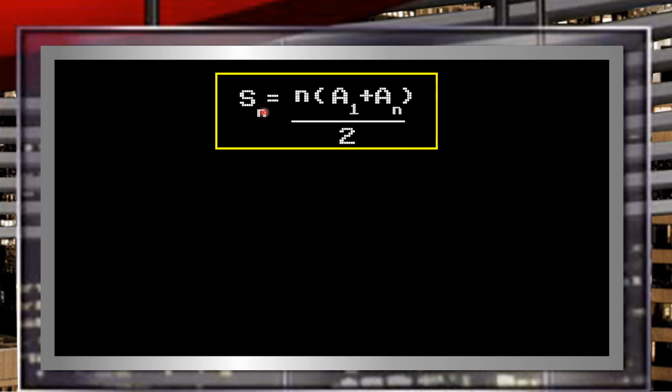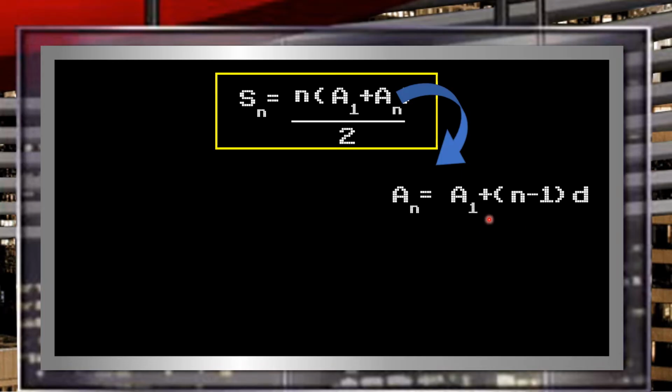Okay, in this formula, what we got earlier, S sub n, is the missing sum of the arithmetic sequence. N is the number of terms. A sub 1 is the first term. A sub n is the last term. What will we do if there is no last term? Do you still remember the formula for a sub n? What was it? A sub n is equal to a sub 1 plus quantity n minus 1 times d. Right?